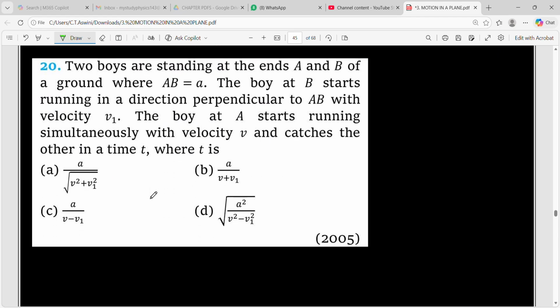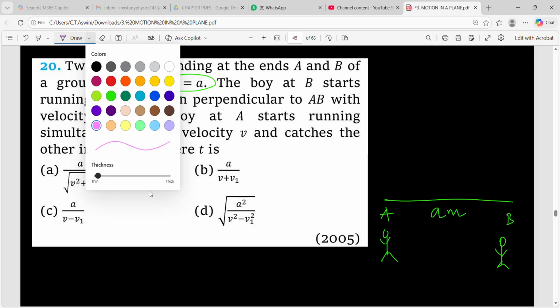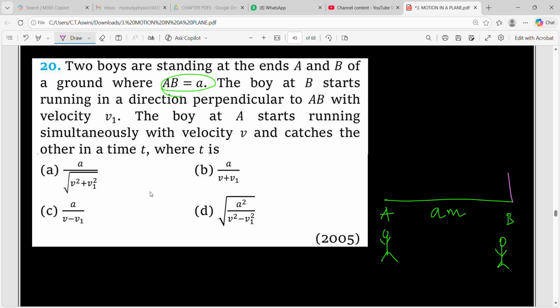One more question. Two boys are standing at the ends A and B of the ground. Let us assume this is the ground. Two boys A and B standing on the ground. Where AB is A meters. The boy at B starts running in a direction perpendicular to AB. So B started moving, and what is the direction of his motion? Perpendicular to AB. AB is along X, so perpendicular means B has to move in Y direction. And what is the speed? It is V1 meter per second.